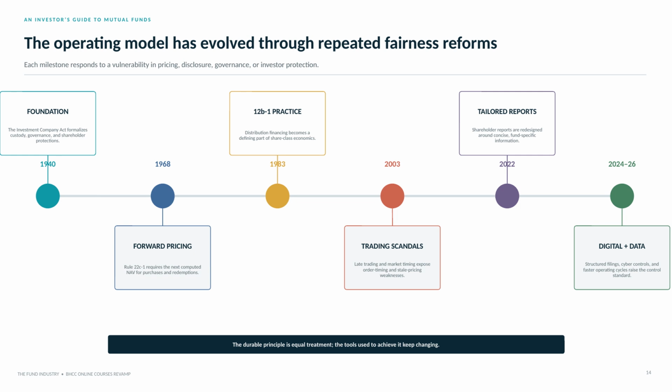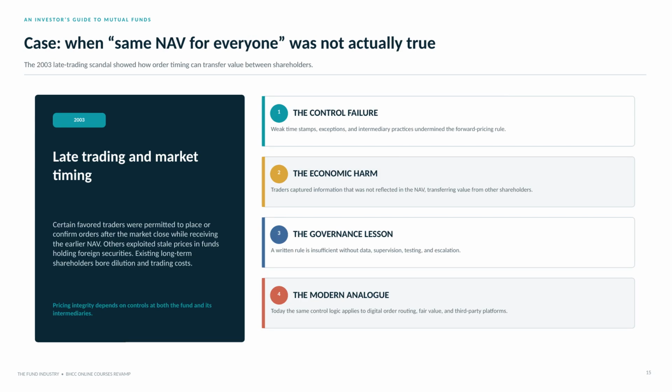The durable principle is equal treatment. The technology used to deliver it keeps changing. The 2003 late trading and market timing scandal shows what happens when the formal rule and the operating reality separate.